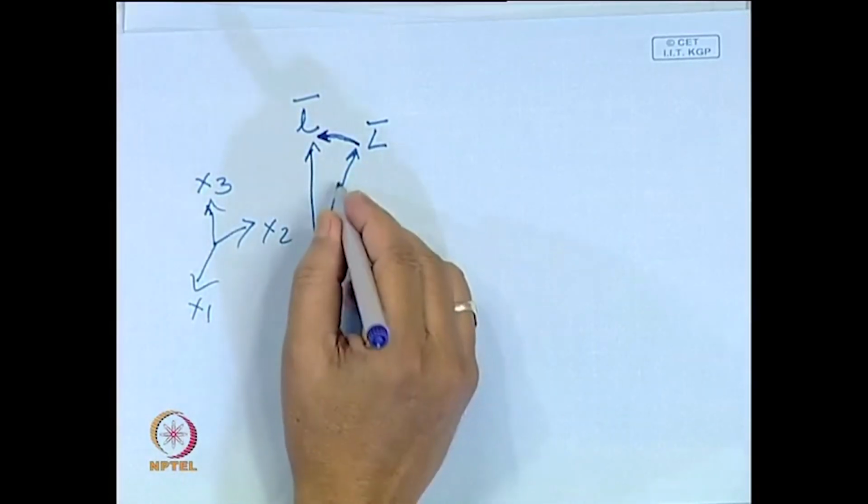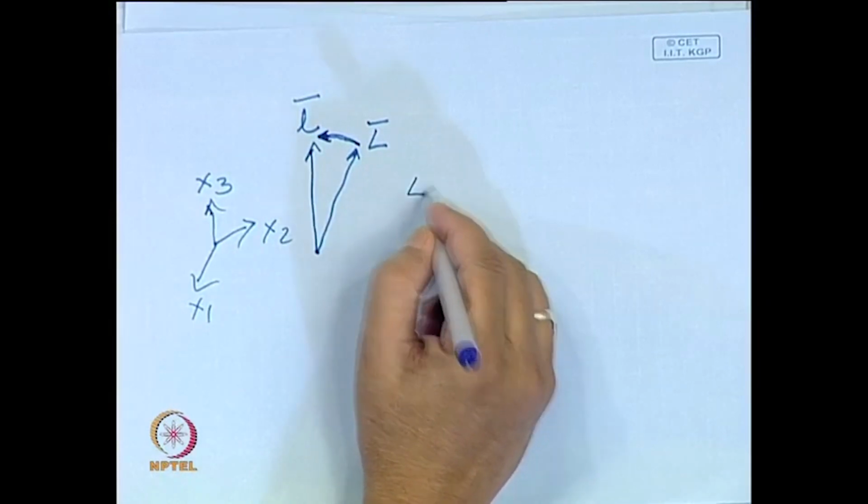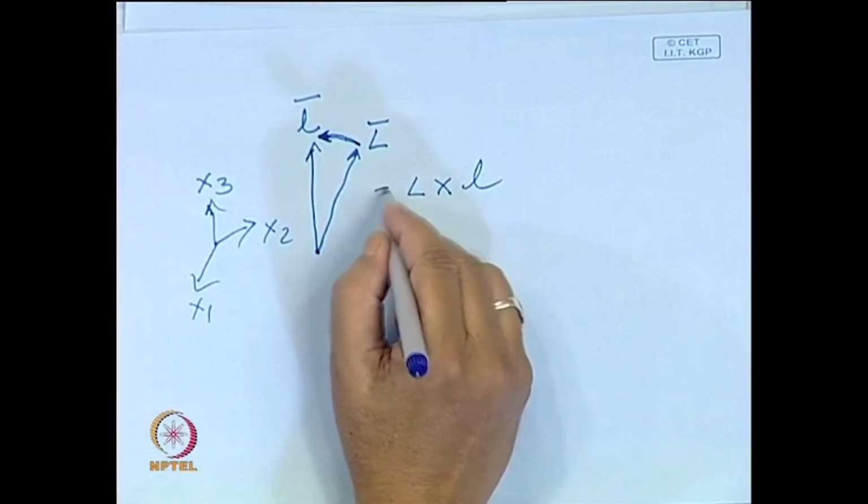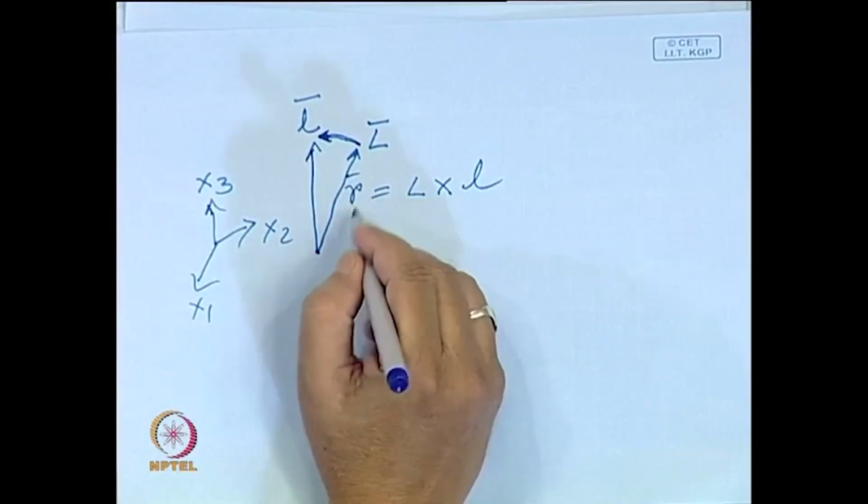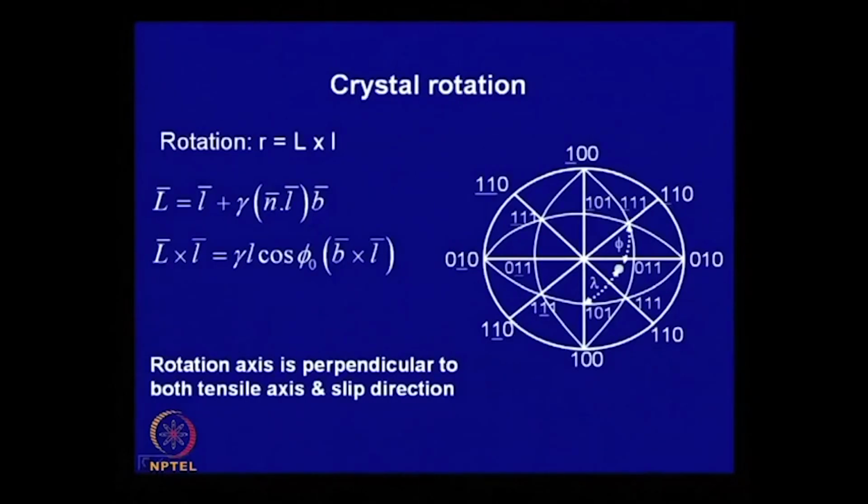Now, how do you find out this rotation? The rotation vector is the cross product, basically L cross l. So, this is the rotation vector, which is shown here, and if you go through this, what you find is that the rotation axis is B cross L. That means the rotation axis is perpendicular to the slip vector and the tensile direction.